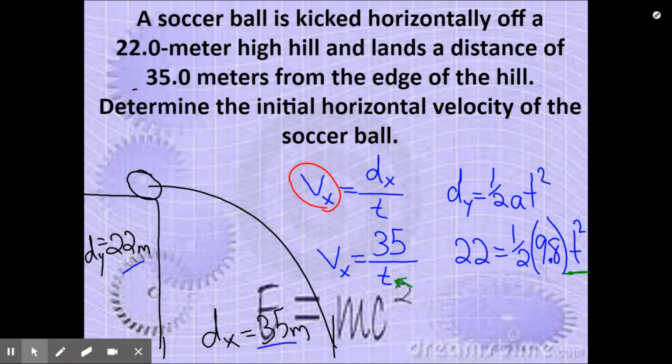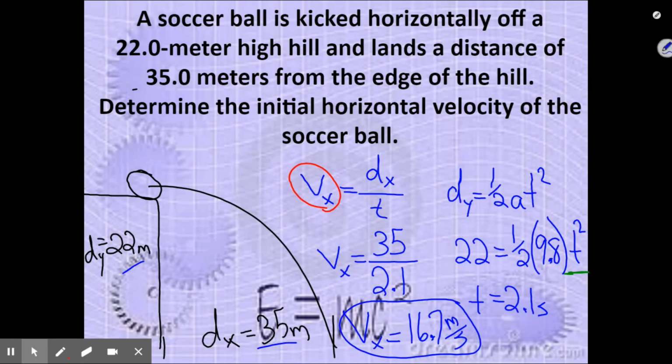So if I solve for t, I've got 22 divided by 0.5 divided by 9.8. Square root that. t turns out to be 2.1 seconds. Then I'm going to plug that back over here. So instead of t, now I've got 2.1. So vx is going to be my 35 divided by my 2.1, 16.7 meters per second. And that's my answer.